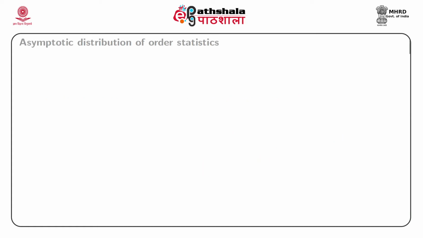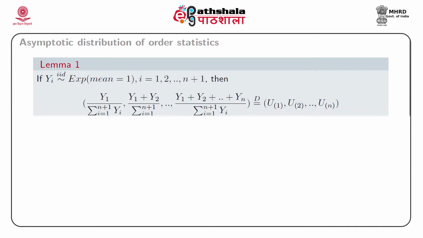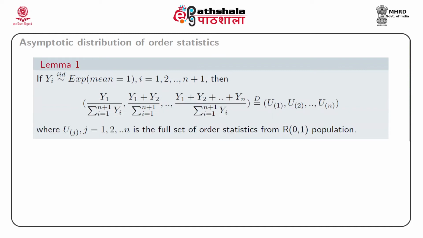The first lemma is like this: if Y_i are IID exponential random variables with mean 1 for i from 1 to n plus 1, then the joint distribution of Y1 divided by the summation i from 1 to n plus 1 of Y_i, (Y1 plus Y2) divided by the summation i from 1 to n plus 1 of Y_i, up to (Y1 plus Y2 plus up to Yn) divided by the summation i from 1 to n plus 1 of Y_i, is the same as the joint distribution of U ordered 1, U ordered 2, up to U ordered n, that is the full set of order statistics from a rectangular 0 1 population.